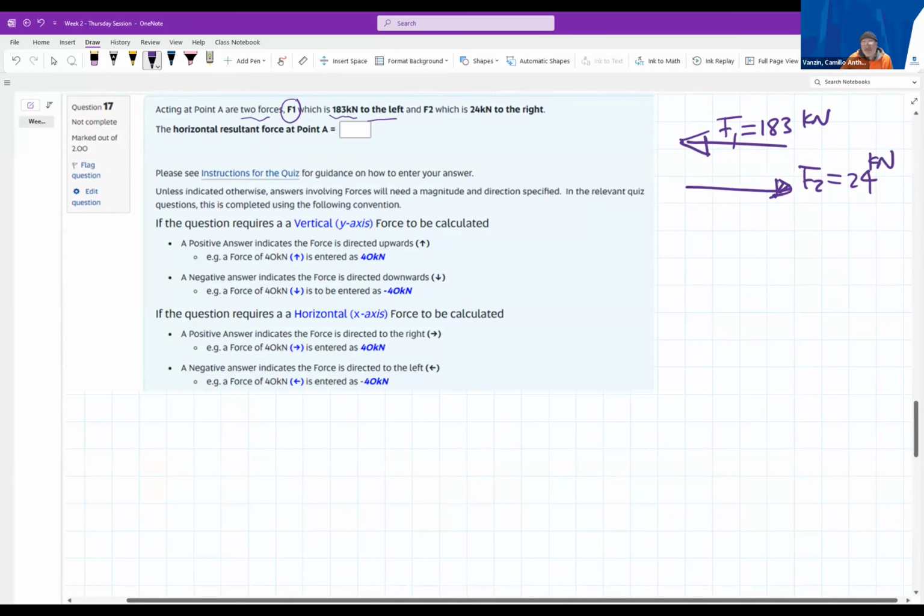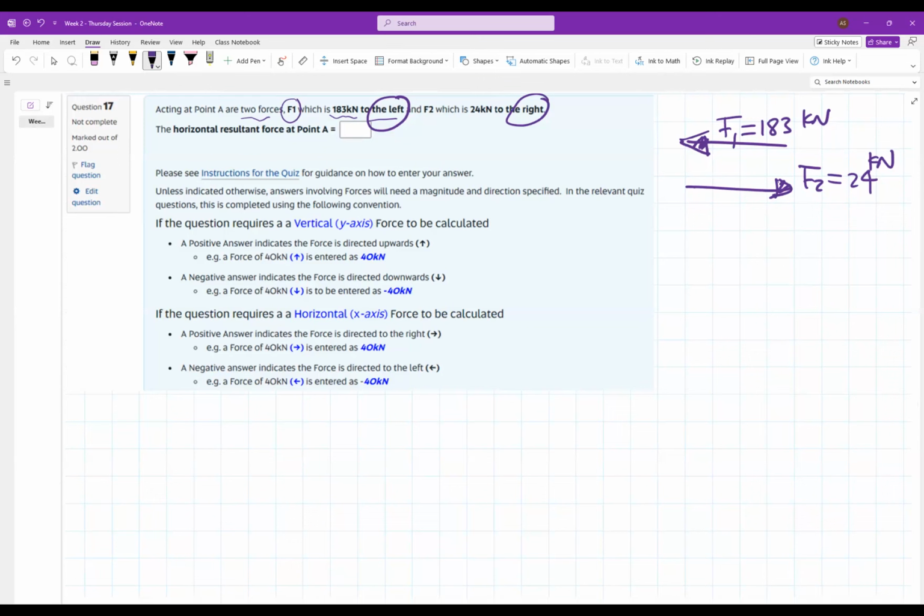Because they mentioned to the left and to the right, are they vertical, horizontal, or inclined forces? Left and right, so it is horizontal forces, right? It cancels out, doesn't it? It's opposite direction, but I mean, why not vertical? Because they mentioned left and right. This is what I want to clarify.